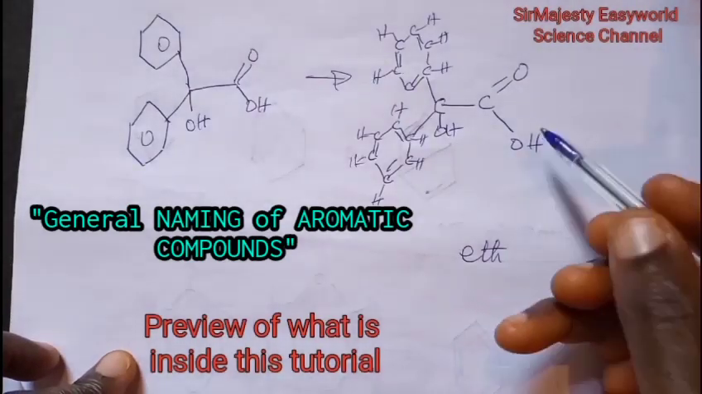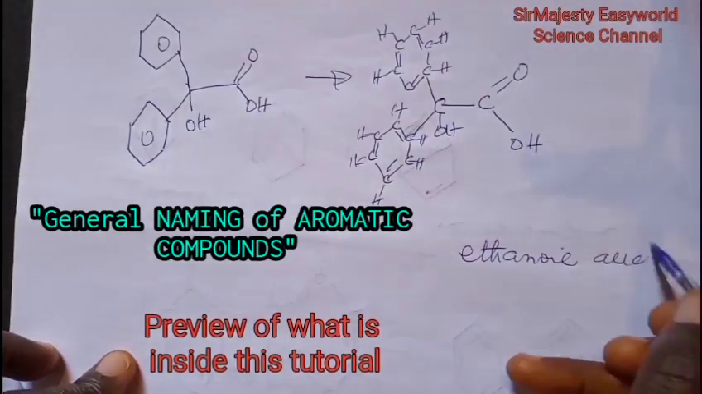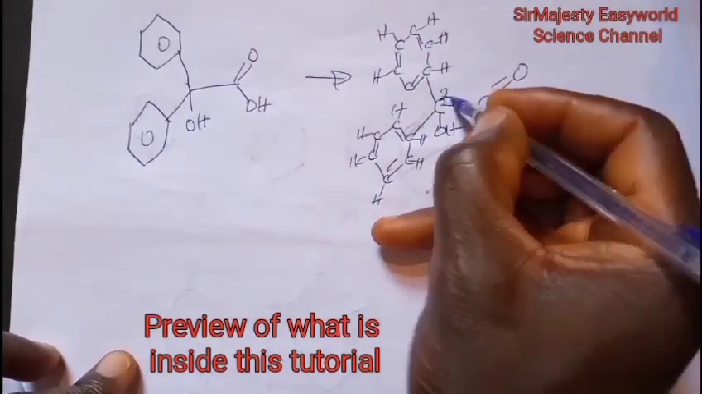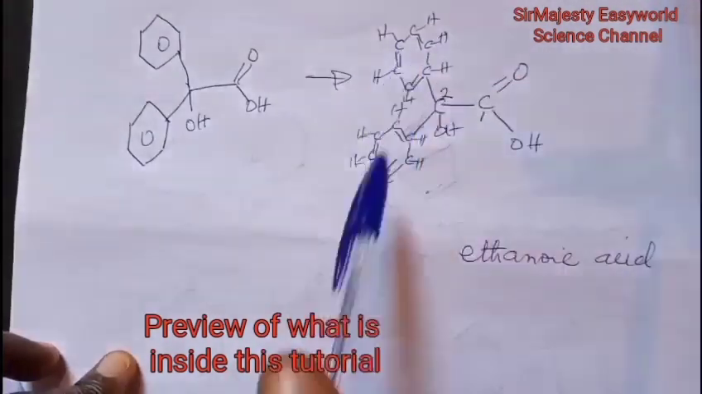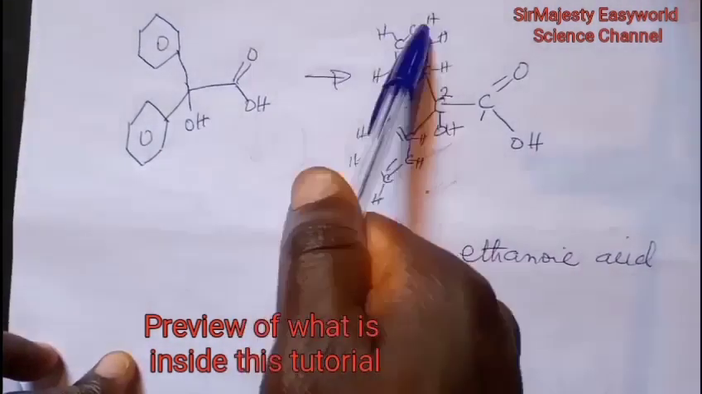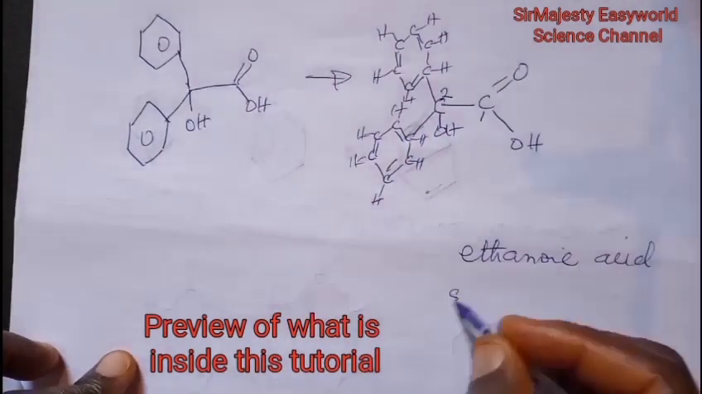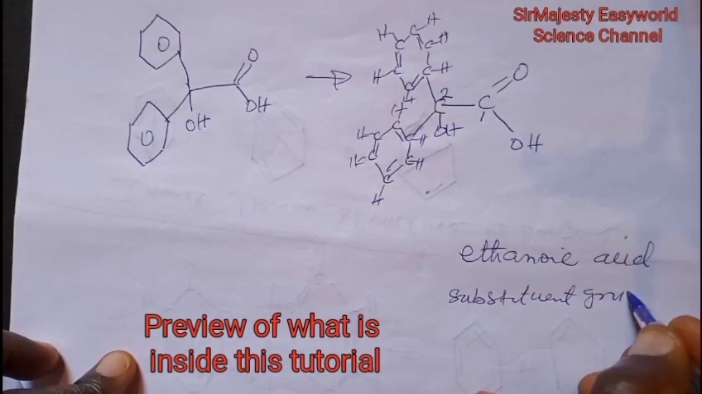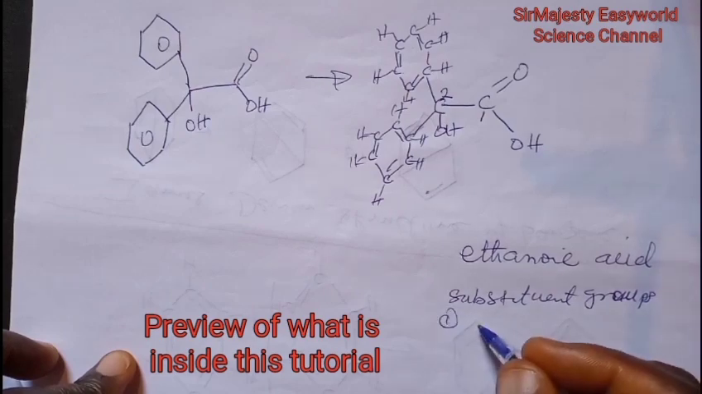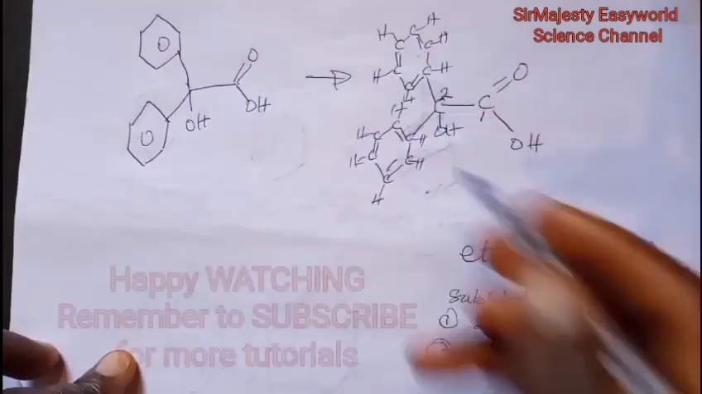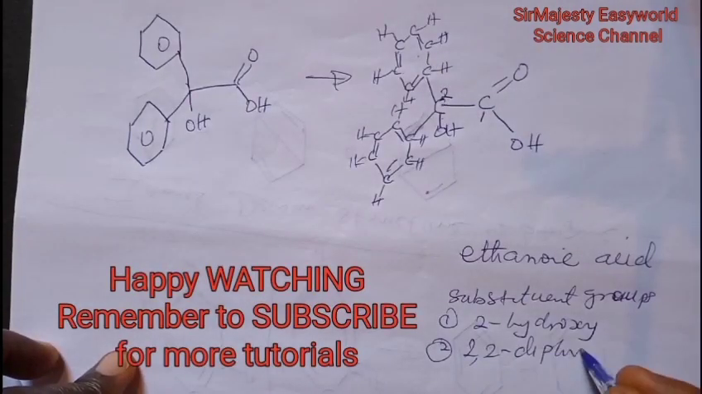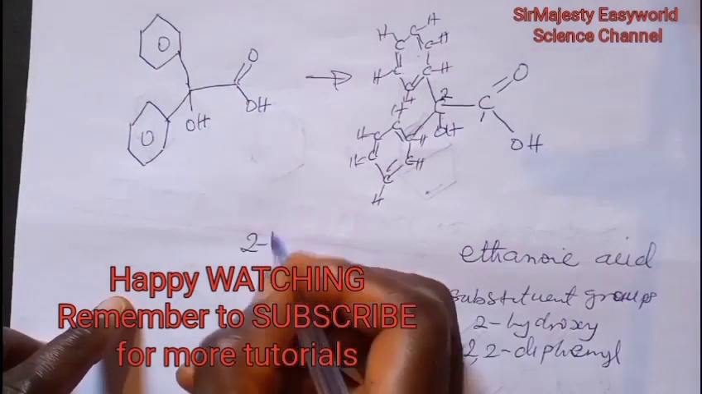Our parent chain is ethane because it contains 2 carbons, and the functional group there is COOH. Then we have ethanoic acid first. At carbon number 2, you notice there is OH there, and on the same carbon number 2 there is a phenyl group, which gives us 2,2-diphenyl and then 2-hydroxy. In alphabetical order, there should be hydroxy before phenyl. Therefore, the name is 2-hydroxy-2,2-diphenylethanoic acid, commonly called benzilic acid.